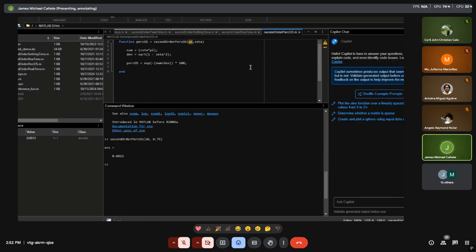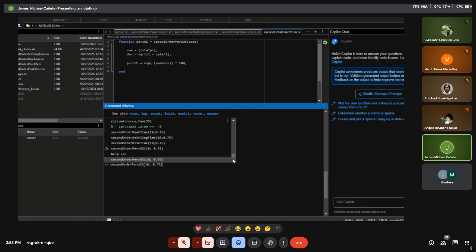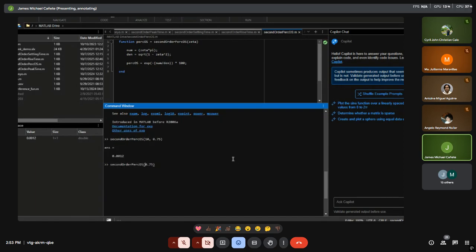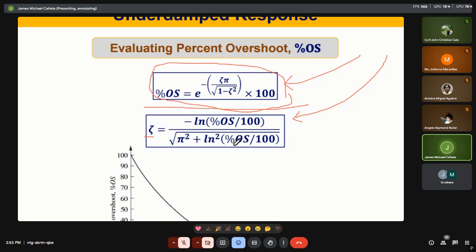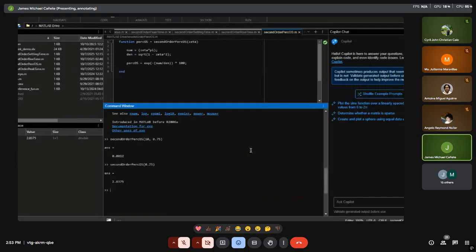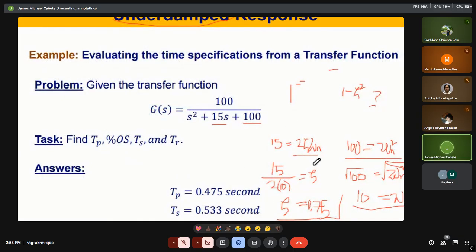So, we did not use omega n. It is purely zeta that determines the percent overshoot. So, 2.83%. That is correct, 2.838%. So, this is how you get the time specifications of second order systems.